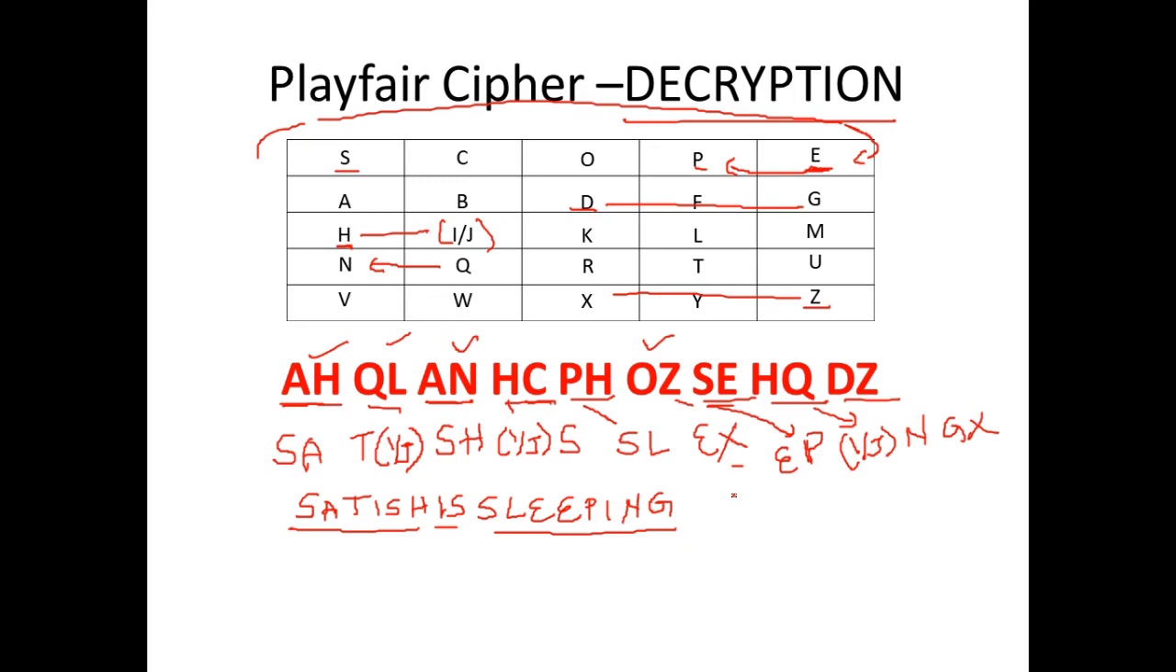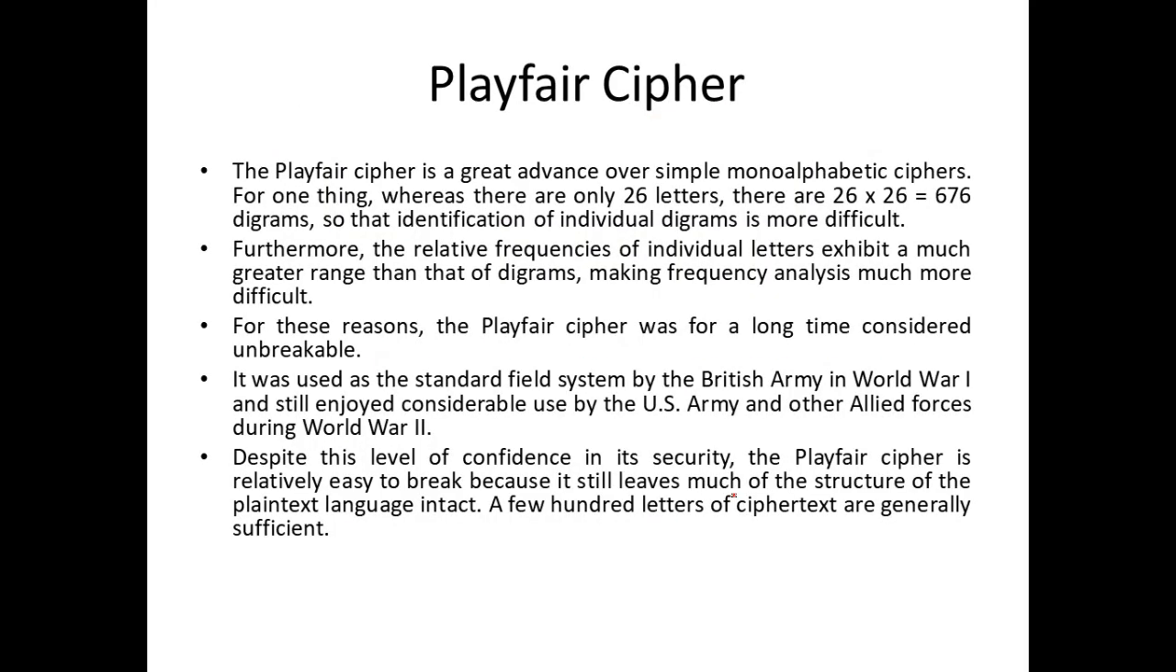And for that, the main concept is the matrix, the key, and then the rules that we follow when characters appear in the same row, same column, or when they are in different rows and columns. So poly-alphabet ciphers or multi-alphabet ciphers give us more security. There are almost 676 digrams when we have only 26 letters, and it is really more secure than our monoalphabetic ciphers. And for long, Playfair ciphers were considered to be unbreakable.